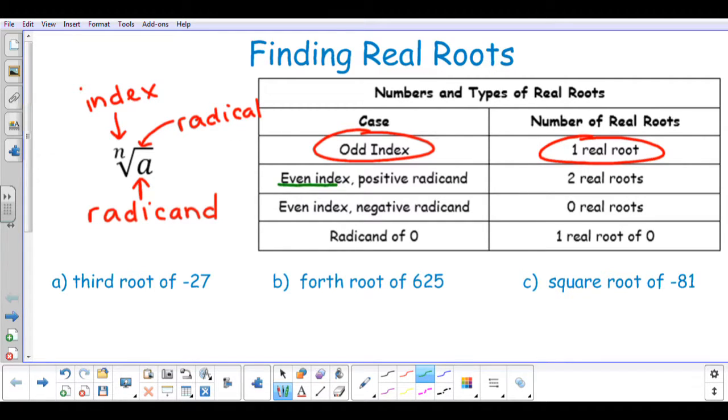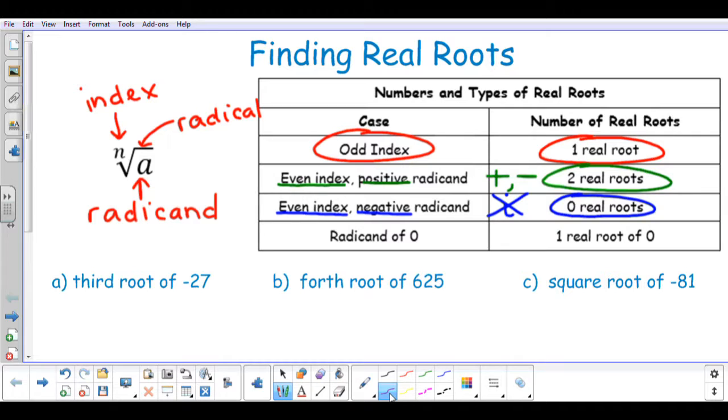When I have an even index, so 2, 4, 6, 8, and so on, and it's a positive radicand, I have two real solutions. I'm going to have the positive of the value as well as the negative of the value. Now if I have that same even index but a negative radicand, it would have no real roots. In the past, these are the ones where I would have to incorporate my i when I take a square root. We're no longer going to incorporate that i because we want only real numbers.